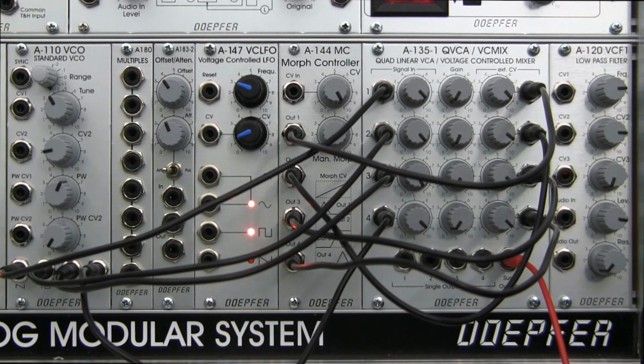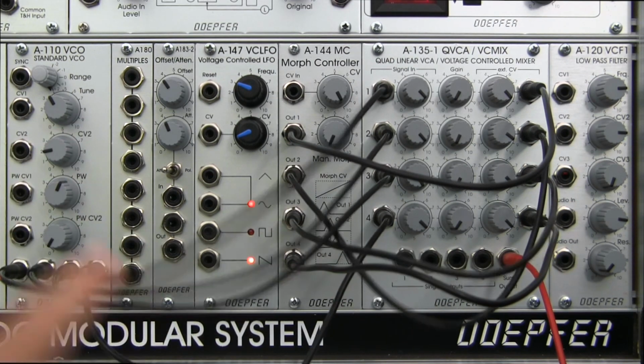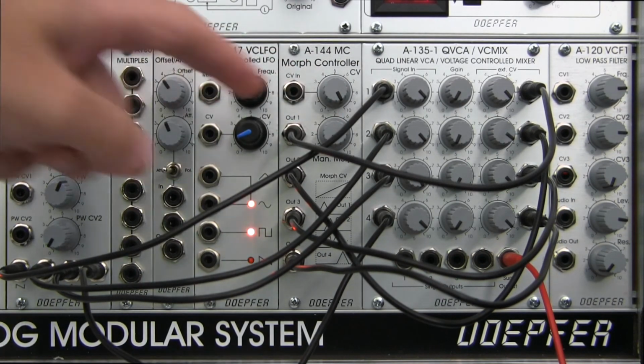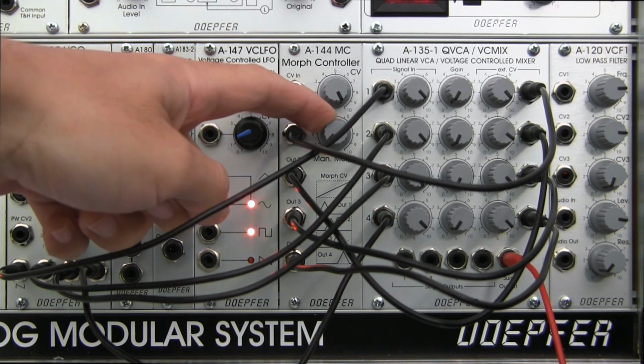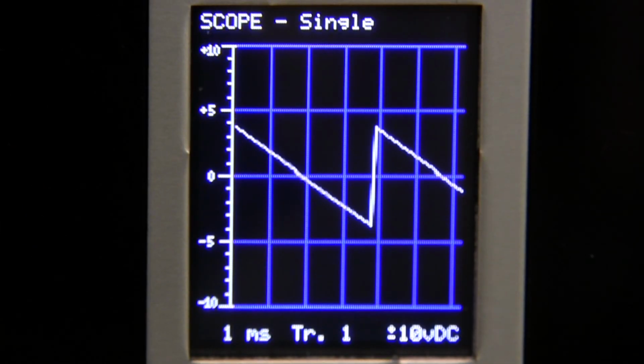Okay, so now we should have a nice little smooth morph. And let's go ahead and test it out. I have my morph set all the way to 0, so now if I move it up, you should see it at the oscilloscope.